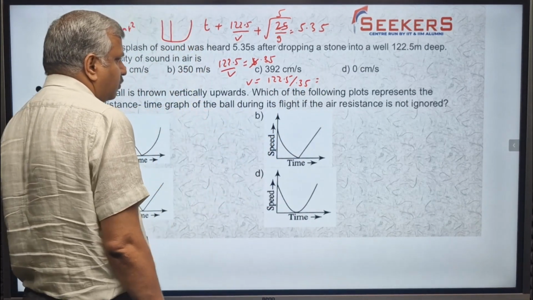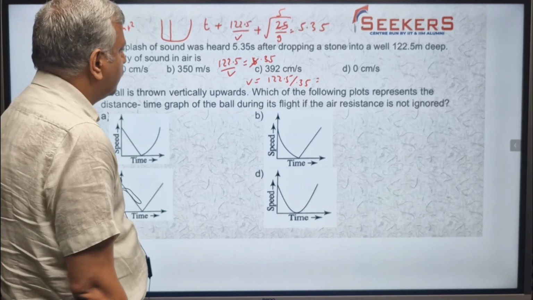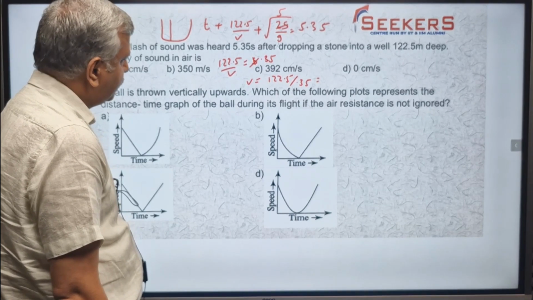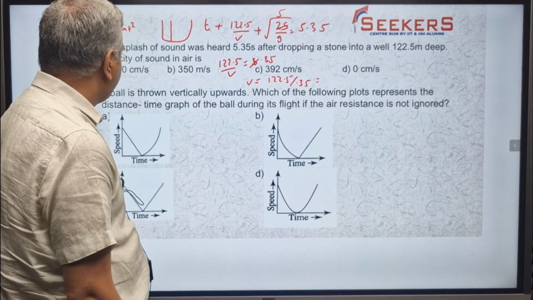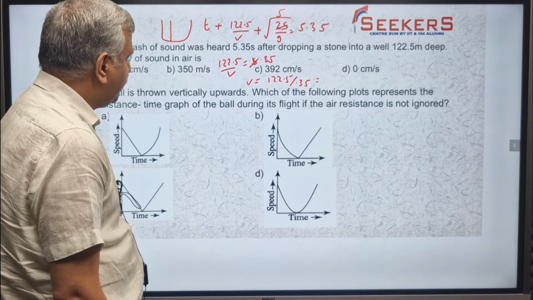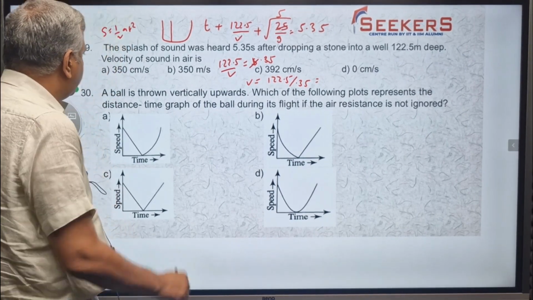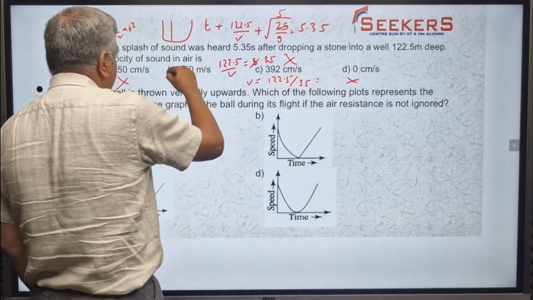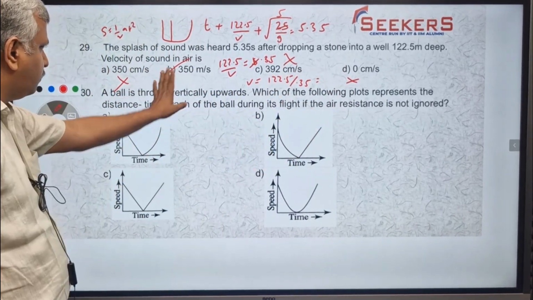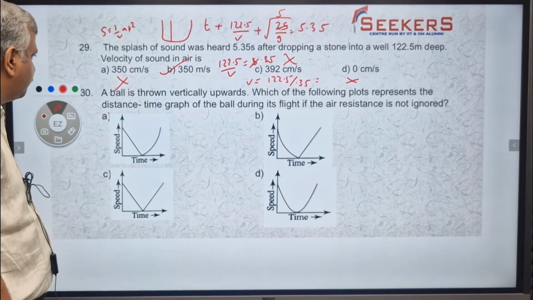So that will become close to 3 times, so 3 times means 366. See, 367. So this is definitely wrong, definitely wrong. So we'll just go for this. Looking at the units itself, only this one matches. So we could have just gone for that.